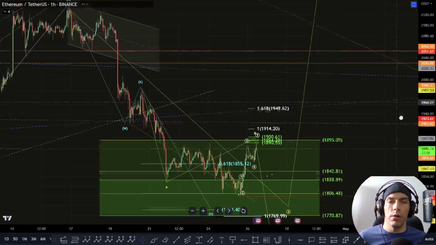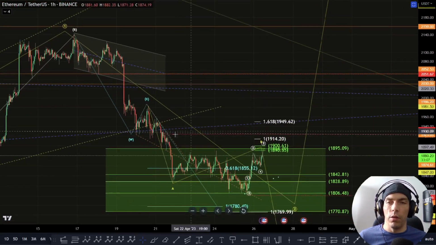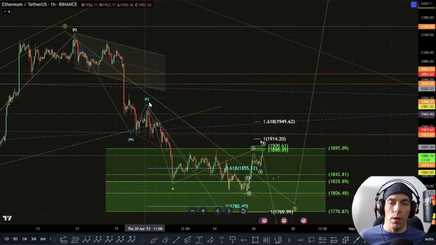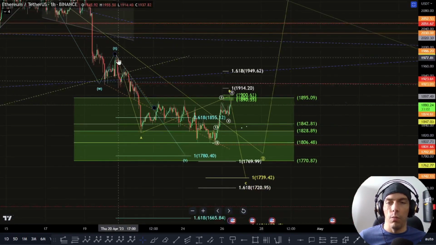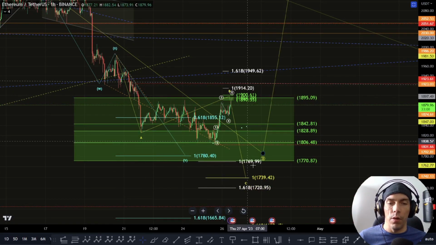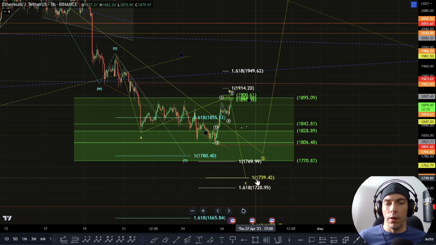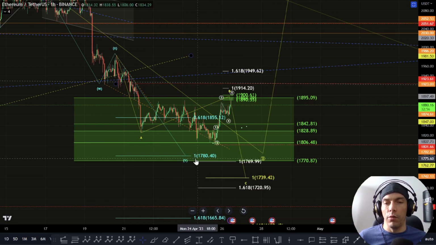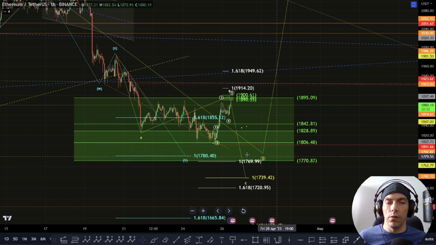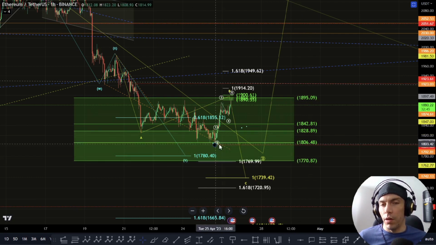The key difference here is that we'd be looking at this rather in a corrective structure, where this is a W and X, and then we're looking at this whole move as a Y wave, where this is A, B, and then C to the downside, which would be looking for this lower range. The 1-to-1 of that W wave is here at the 1780. So this also ties in quite nicely with the idea of that 786 retracement at the 1770. But we have to see here, because it could potentially be completed already.